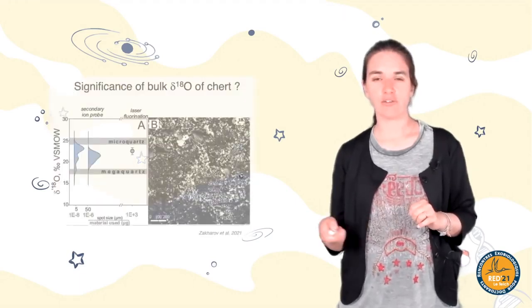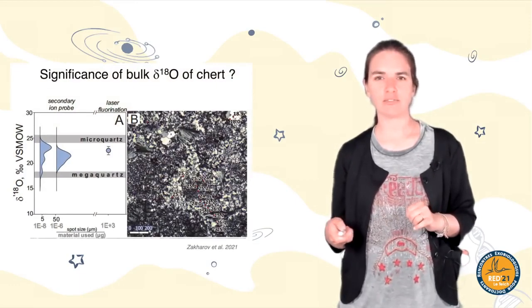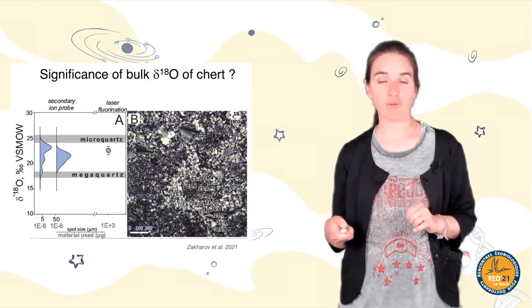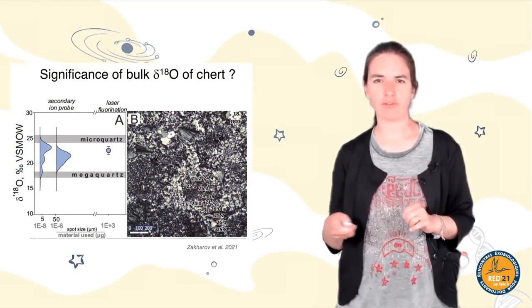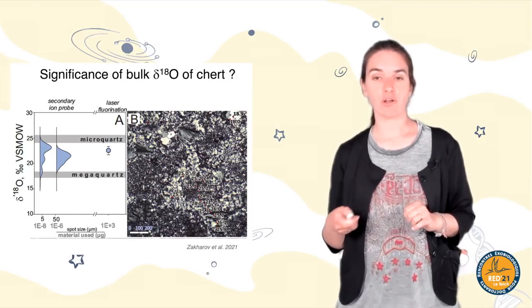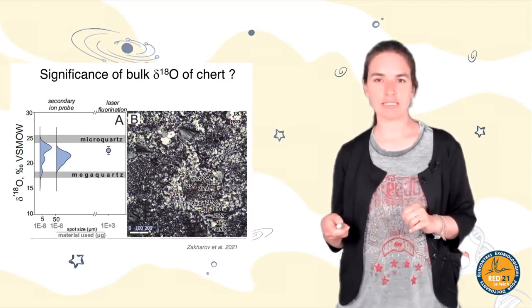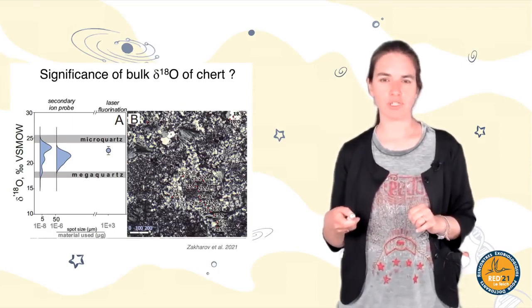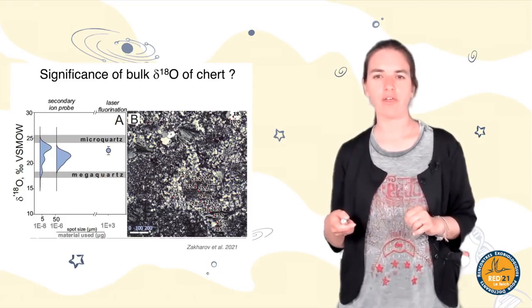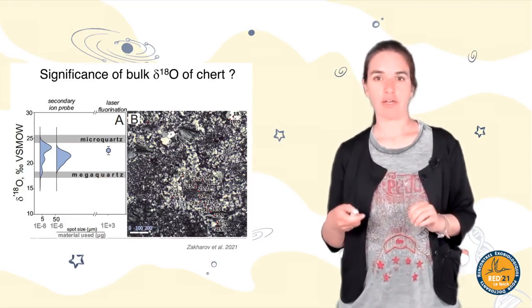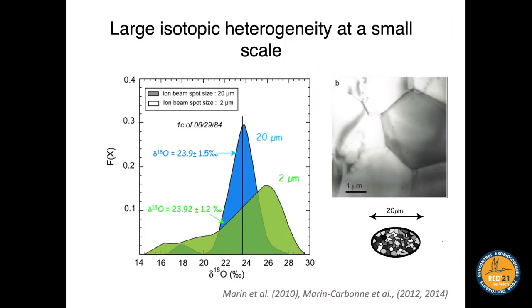And here on this optical picture, you have the different forms of quartz. You can see the microquartz and the megaquartz, and you can see the little spots of all the in situ analyses of the oxygen isotope composition. So you can see that you have almost 10 per mil variation at this scale. So we have a very large isotopic heterogeneity at a very small scale.